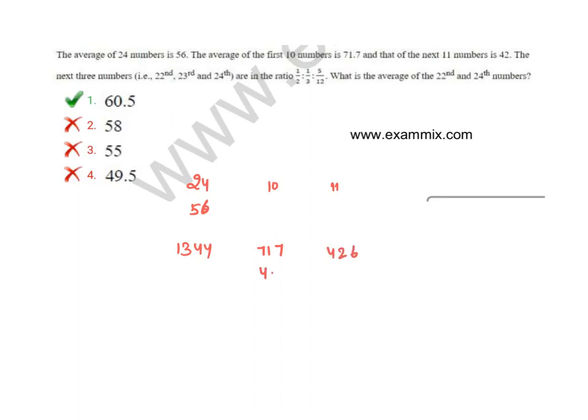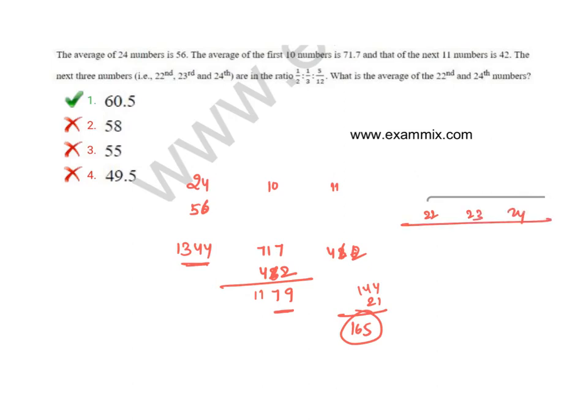So add this 462. Do the sum, it will be 9, it will be 7, it will be 11. You need 21 more in order to get 1200. Then after that 144. So 144 plus 21, that is 165. That is the sum of the 22nd, 23rd, 24th numbers.